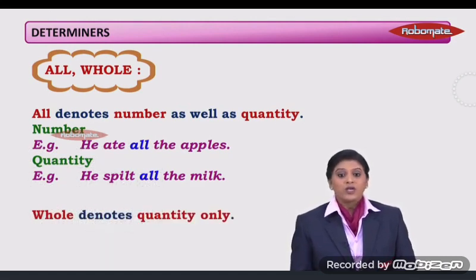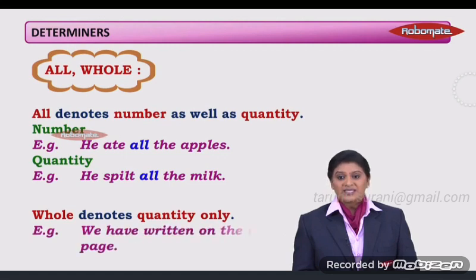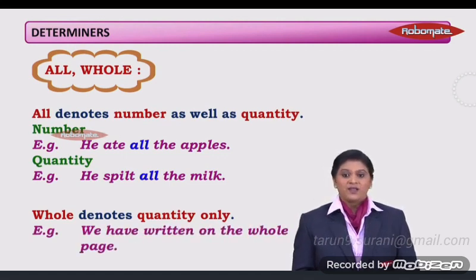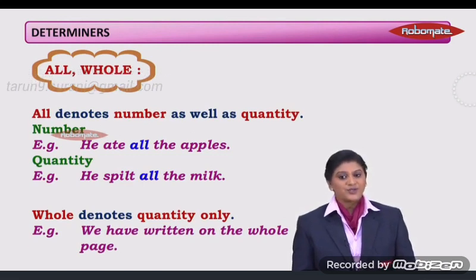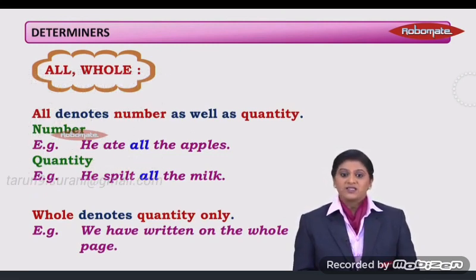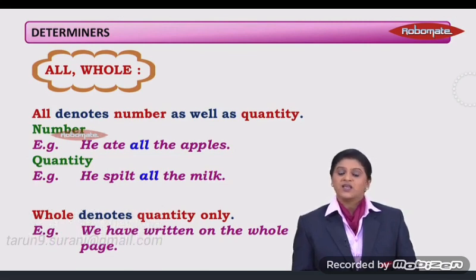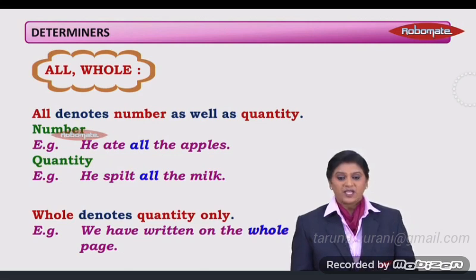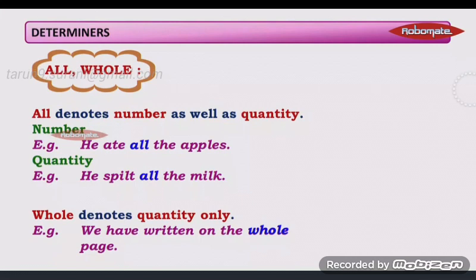Whole denotes quantity only. That means, like all, it will not show number. What do I mean by this? Let's take this example. We have written on the whole page. Now the noun we are going to consider is page, and the determiner before that noun is whole. Whole over here denotes the quantity. That means we cannot actually count the space on the page, and the person has written on the whole page, thus it denotes quantity.